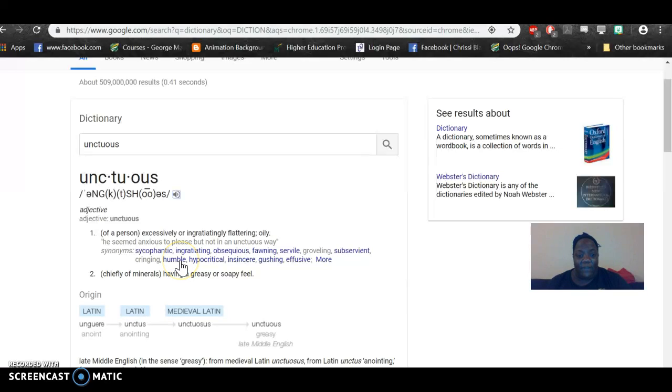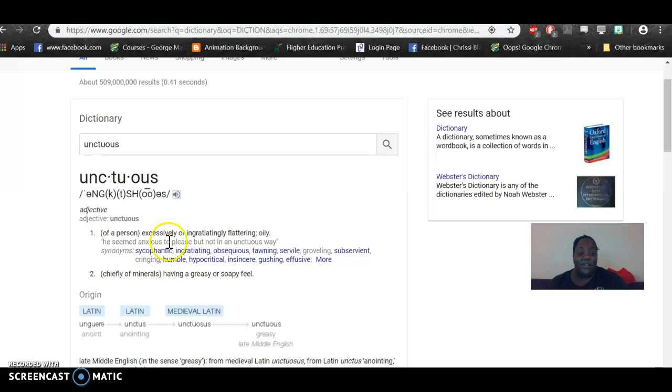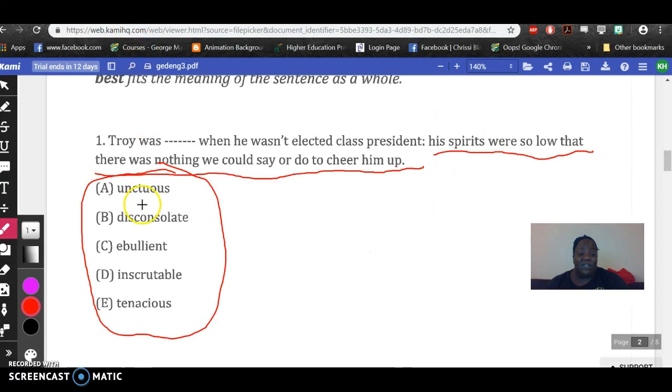Or fawning, let's see, subservient, insincere, humble. Would that word fit? Let's go back and try to put this word into our sentence. So, Troy was, let's say, again, choose a different synonym, excessively. So Troy was excessive when he wasn't elected class president. His spirits were so low that there was nothing we could say or do to cheer him up. I'm thinking that this may not be the correct word, so I'm going to cross this one out and go through a process of elimination.